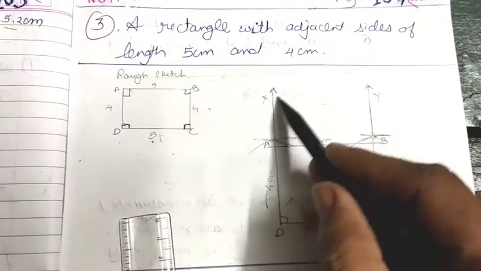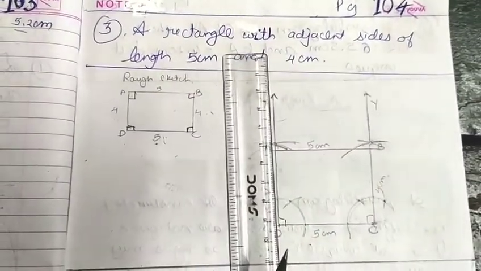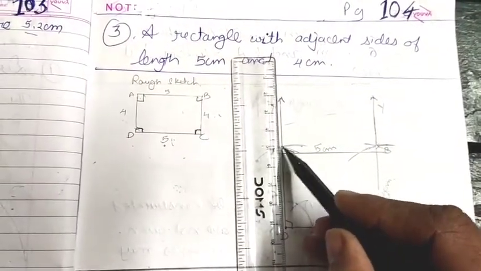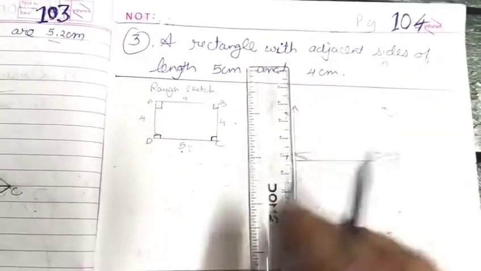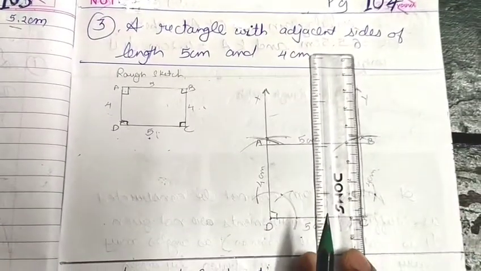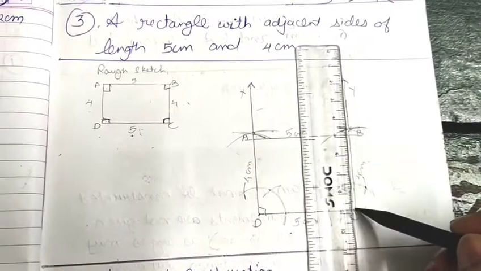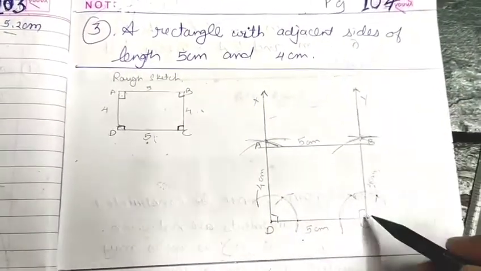After getting such an intersecting point, try to draw one big ray with center D and that connecting point, and name it ray DX. And from the intersecting point with center C, draw one big ray and name it ray CY. Now write down the steps.